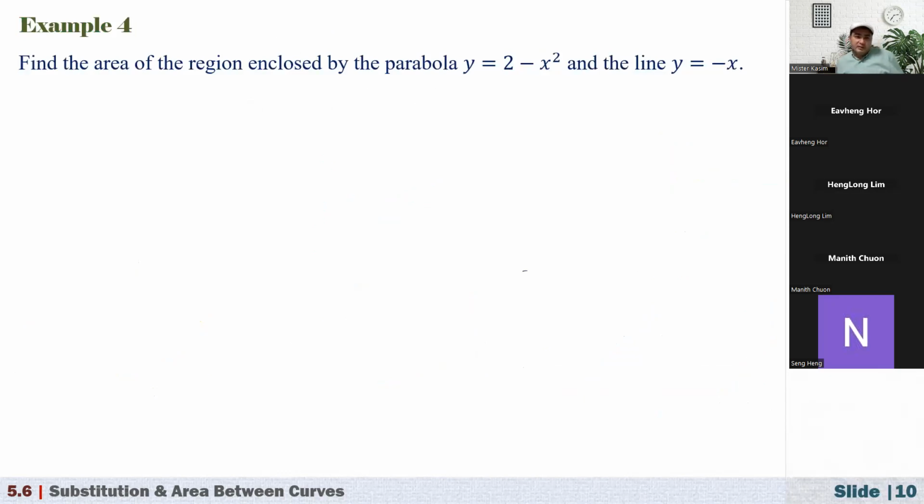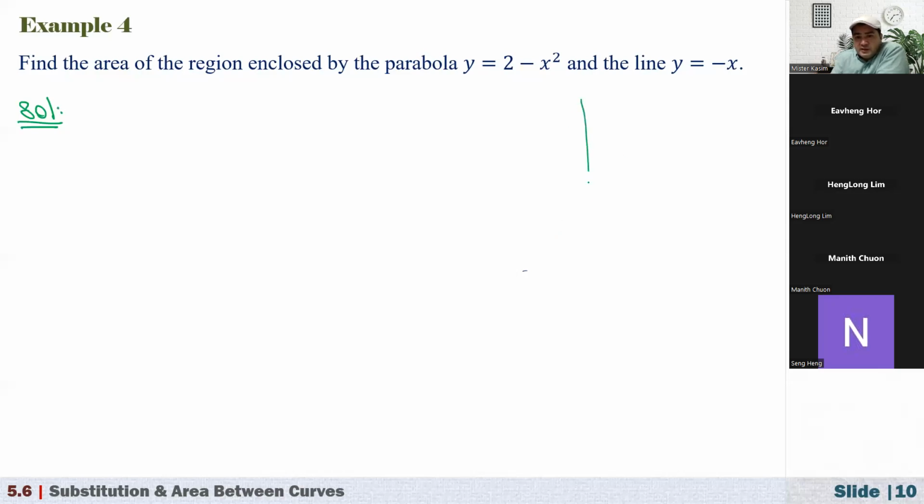One example related to this: find the area of the region enclosed by the parabola y equals 2 minus x squared and the line y equals minus x. Of course, to solve this kind of question you could maybe use algebraic laws, but you need to sketch the region so that you can visualize what's going on and what you're actually trying to find here.